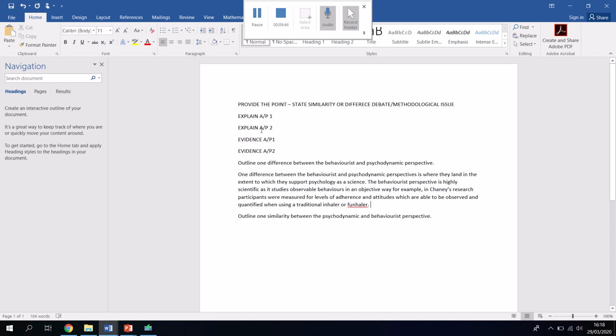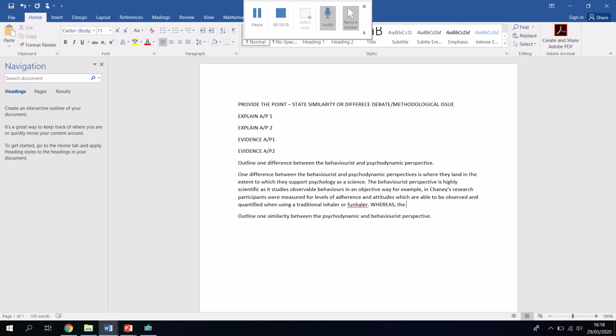Now I need to explain 2 and evidence 2. Now the important thing is, in similarity and difference questions, it's always important that you include a connective word such as whereas. Okay, because that shows that you're making a direct comparison between the two. You're not just describing the two separately, you're making a direct comparison between the two.